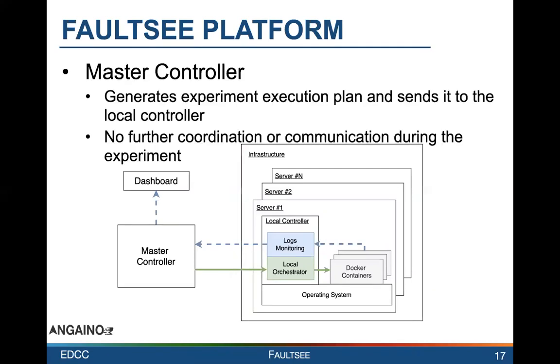The master controller is responsible for picking the FaultSee description language and converting this language to a concrete execution plan. The main objective of this is to avoid coordination or communication between the master controller and the local orchestrators, which run the actual experiment, and among the local orchestrators. So this allows us to have better scalability than having to constantly communicate between all of these instances.